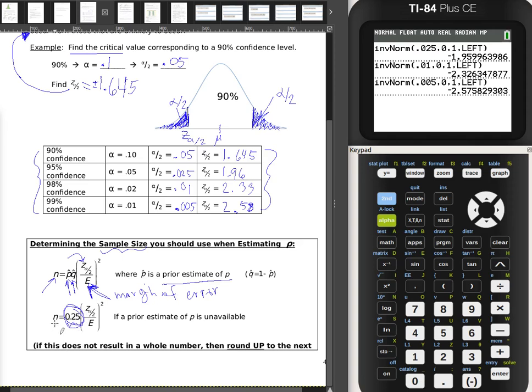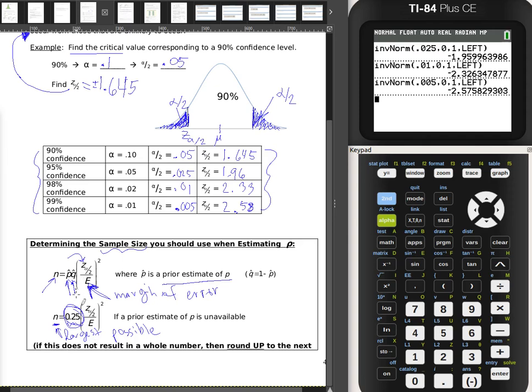So this will give you a very safe, this is the largest kind of sample size that you could ever come up with. And like I said before, it's always better to use a larger sample just to be safe than a smaller one.